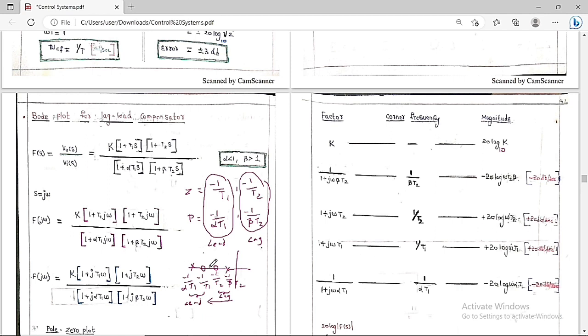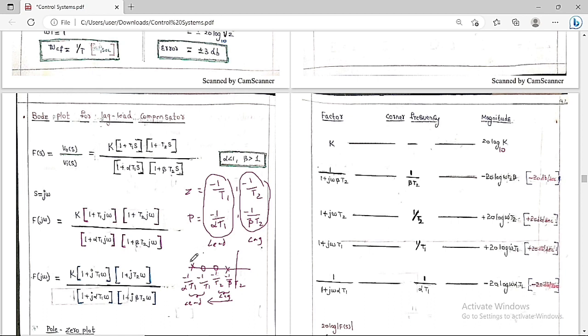And then the next one is a zero. This one is 1 plus j t1 omega, so 1 plus j omega t1. What is the time constant? t1. So the cutoff frequency is equal to 1 by time constant, therefore 1 by t1. Below this, the Bode plot magnitude is 0 dB. And above this, because it is a zero, it is plus 20 log of omega times the time constant, here t1. So plus 20 decibels per decade.